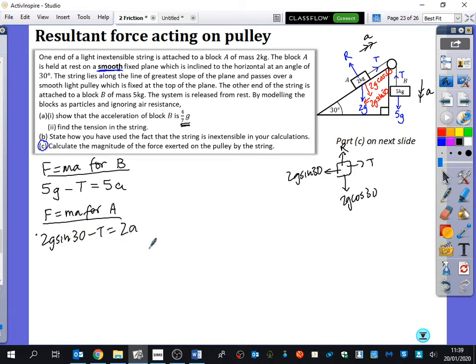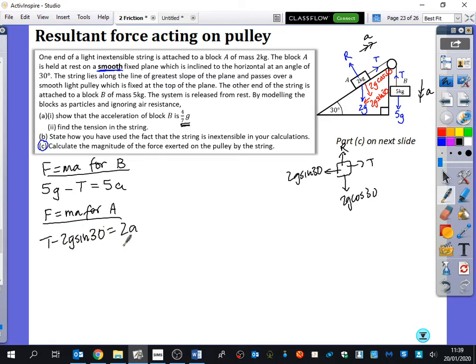Okay, there's a slight mistake in this one. Who can spot what the mistake is? It should be the other way around when you subtract them. Because it's moving up the slope, the resultant force is in that direction. So instead of it being like this, it's going to be the other way around, okay? It's going to be T minus 2g sine 30 equals 2a.